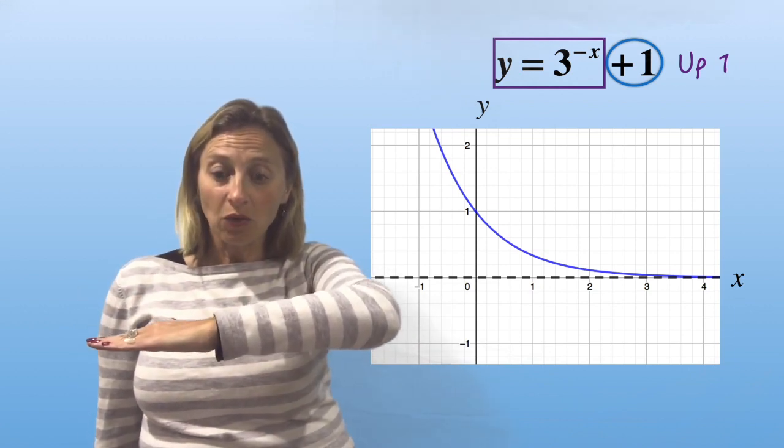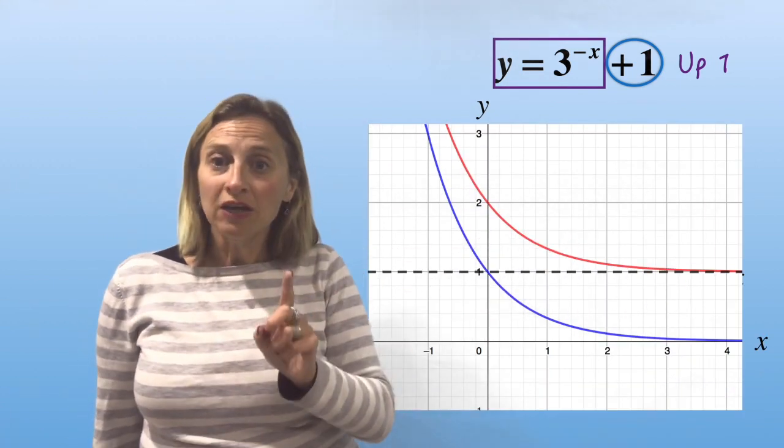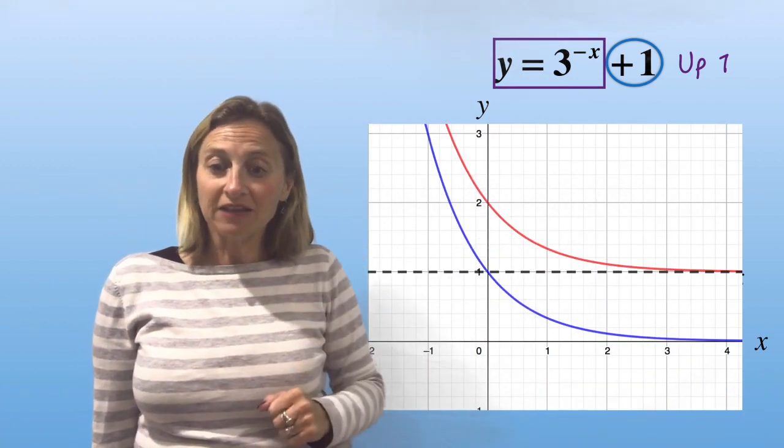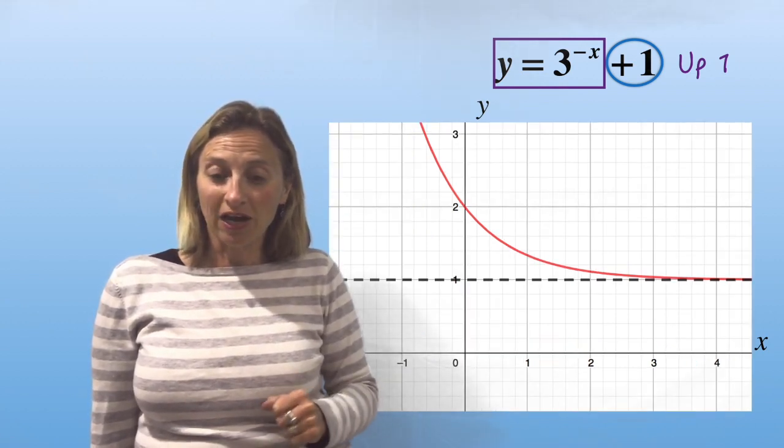Now, the whole graph has to go up 1. So you move the whole graph up 1, and don't forget to move the asymptote with it. The asymptote has to go up 1 as well. And you can highlight your answer.